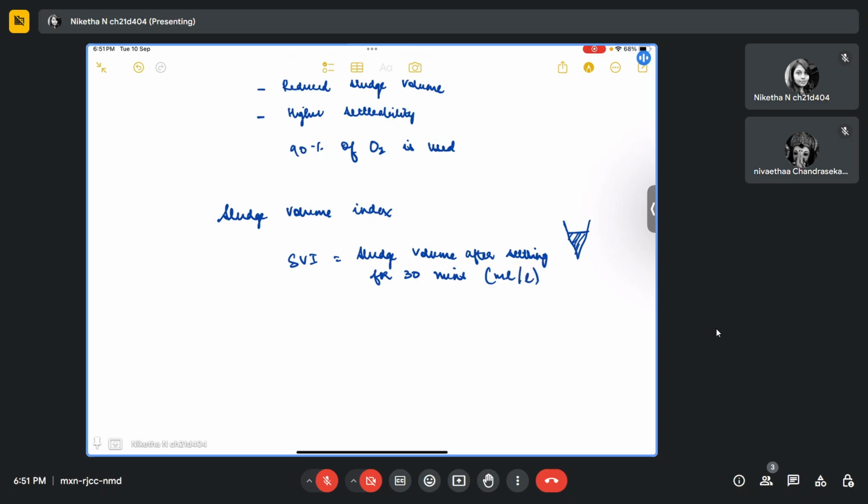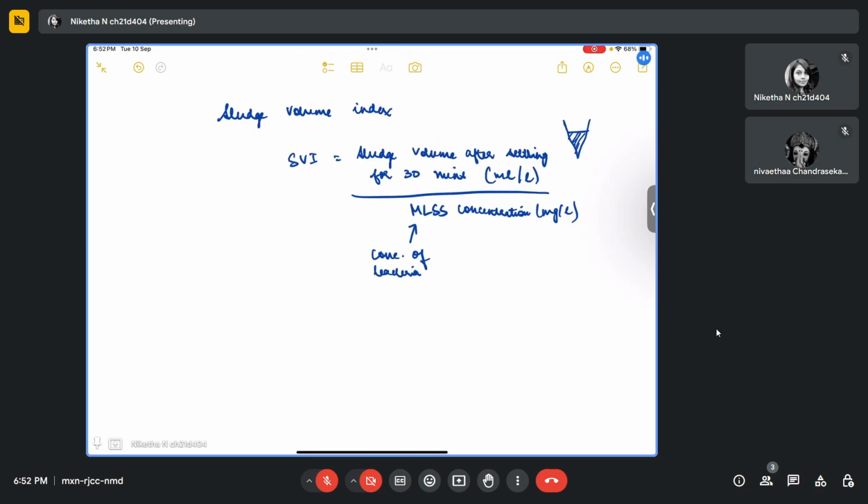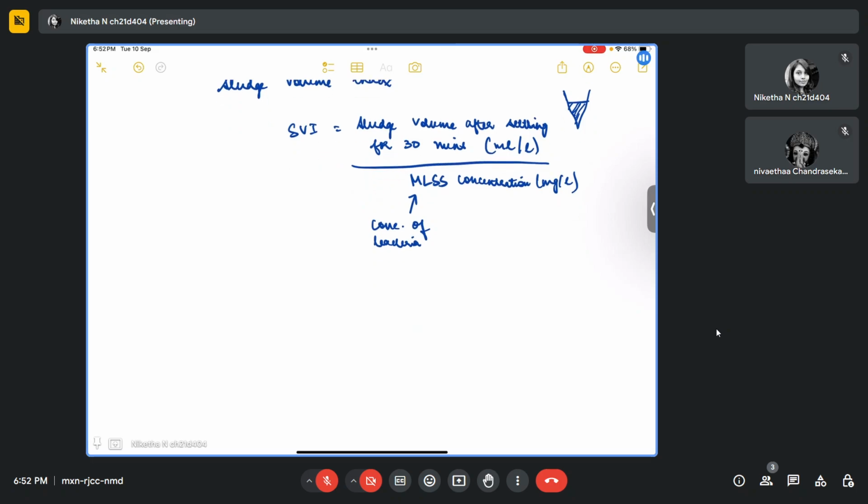So this sludge volume is given in terms of milliliter of sludge that is settled per liter of wastewater. Okay. So this is divided by the microbial concentration. MLSS is nothing but the concentration of bacteria, so this is going to be the concentration of the bacteria in the sludge. If we take the ratio of these two, the sludge volume index should ideally range from 40 to 100. Okay.